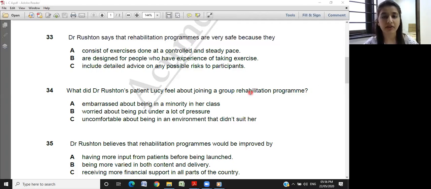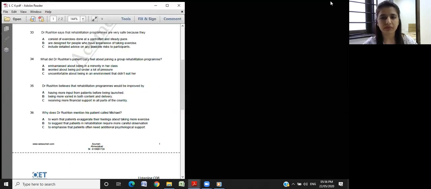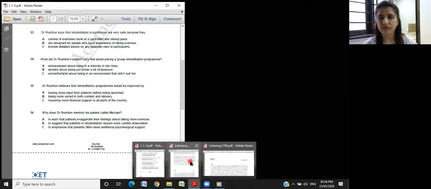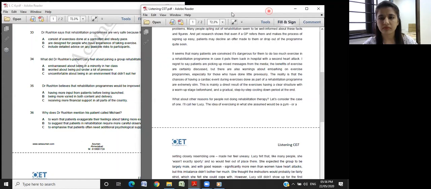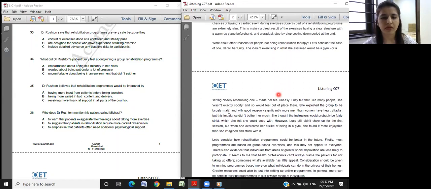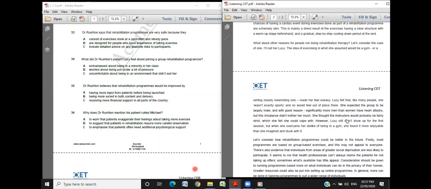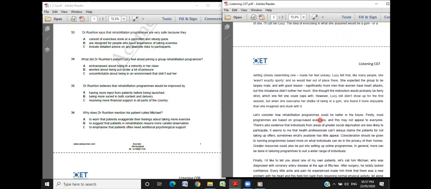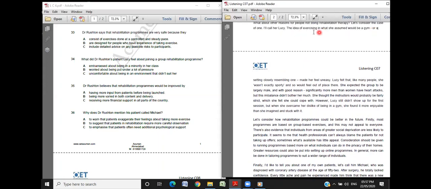But both A and B are wrong answers because they both were ruled out. Okay, let me again show you the transcript. Let's see if you can see the transcript here. So here it says that the idea of exercising what she assumed would be a gym, or a setting closely resembling one, made her feel uneasy. So what was she uneasy about?